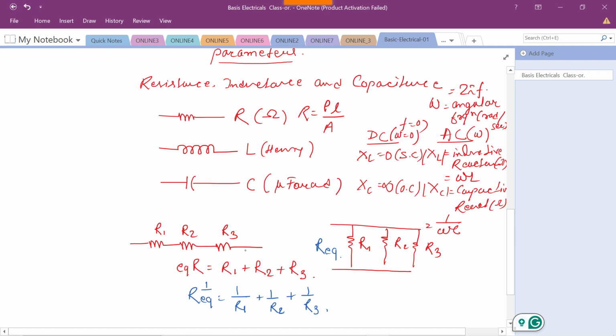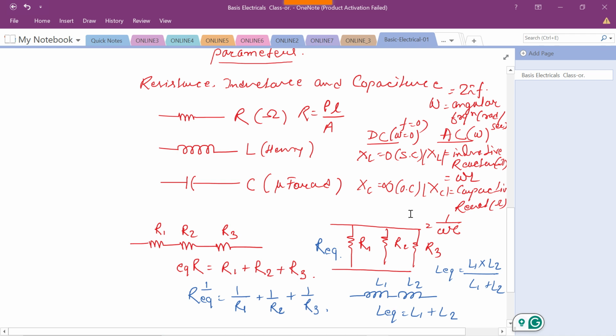Similarly, if the inductors are in series, L1 and L2, then L equivalent is equal to L1 plus L2 if there is no mutual inductance. If there is mutual inductance, we consider the mutual inductance between these two self-inductances, L1 and L2. But if the L1 and L2 are in parallel, then similarly L equivalent is equal to L1 into L2 divided by L1 plus L2, like this.